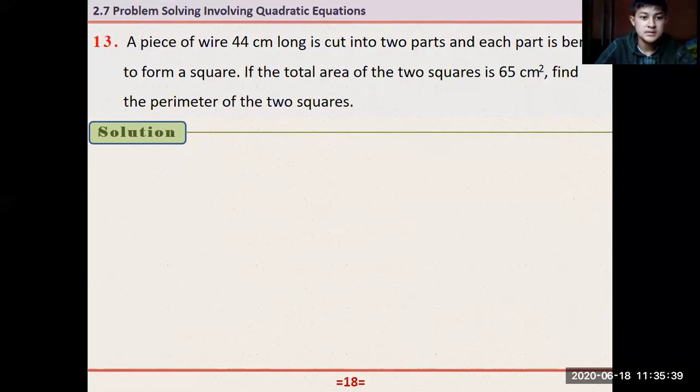A piece of wire 44 centimeters long is cut into two parts, and each part is bent to form a square. If the total area of the two squares is 65 centimeters squared, find the perimeter of the two squares. Use the total area of the two.